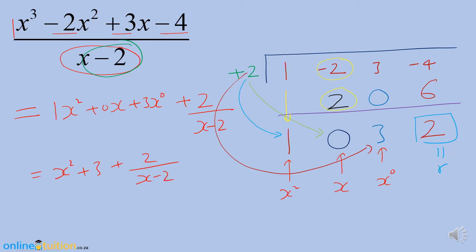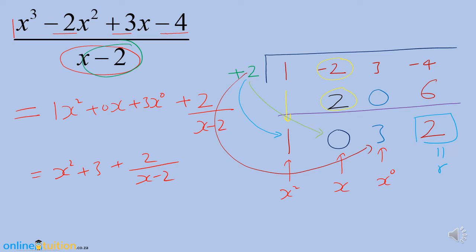x minus 2. If you want to check my answer, it's pretty straightforward. On the right hand side, if you take the common denominator, which is x minus 2, and you add that up, you should end up with exactly the left hand side.